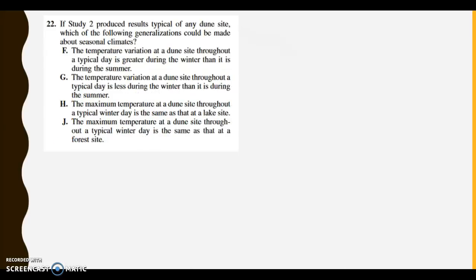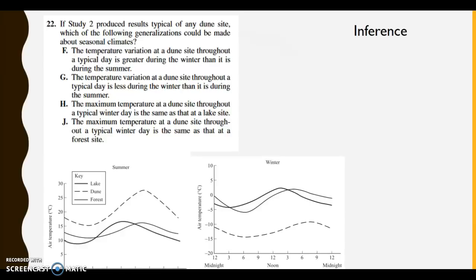Question 22. If Study 2 produced results typical of any dune site, which of the following generalizations could be made about seasonal climates? This is an inference question. So let's go back to our graphs from Study 2, and we're going to go through each answer choice again. Answer choice F, the temperature variation at the dune site throughout a typical day is greater during the winter than during the summer. So here I have my winter temperatures for my dunes, and I don't see a lot of variance here. My slope is pretty even.